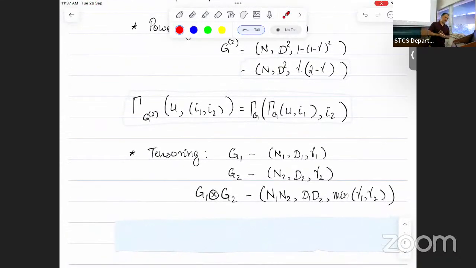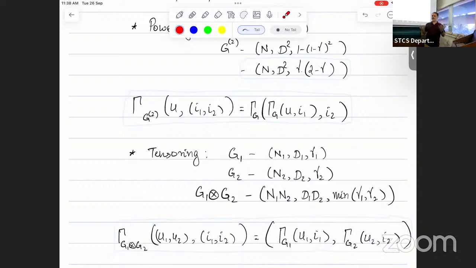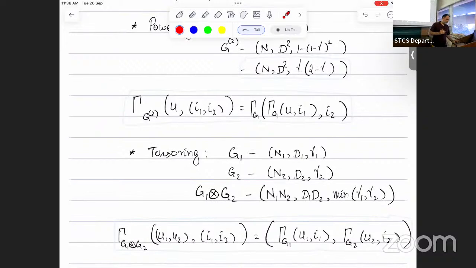The second graph operation that we saw was tensoring, where you imagine having both of these graphs separately, and then every step corresponds to a step in this graph and a step in this graph. So intuitively, the neighborhood relation looks like this. If you start with the vertex U1, U2, where U1 is a vertex on G1 and U2 is a vertex on G2, and you want to look at the I1, I2th neighbor, that's the same thing as saying you take the I1th neighbor of U1, comma, the I2th neighbor of U2. Okay, so that's what this is.